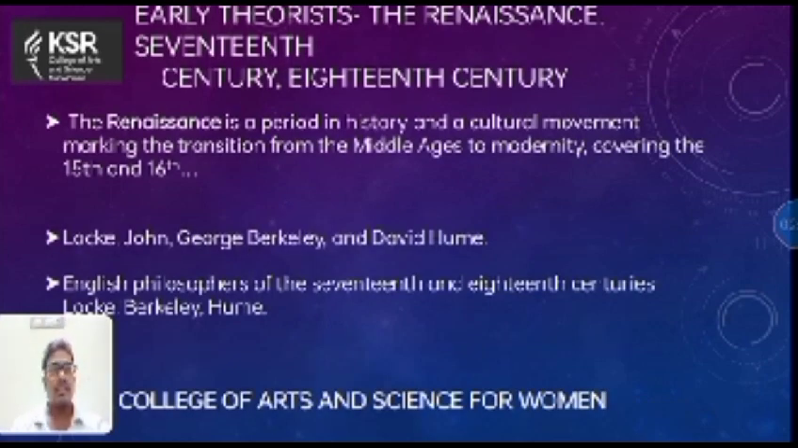Second, the early theorists of the Renaissance, the 17th century and the 18th century. The Renaissance period is a history in the cultural movement making the transition from the Middle Ages to modernity, covering the 15th century. The first Renaissance starts from the 15th to 16th century. The main Renaissance writers are John Locke, George Berkeley and David Hume. Some of the English philosophers of the 17th and 18th centuries are Locke, Berkeley and Hume.